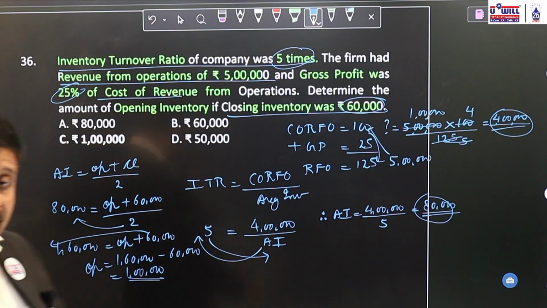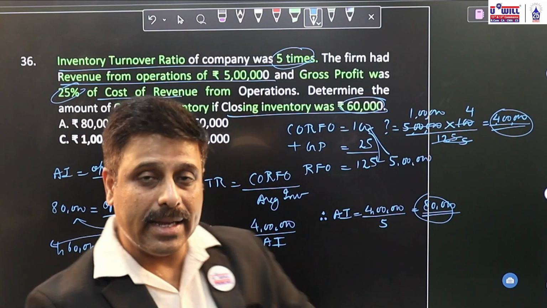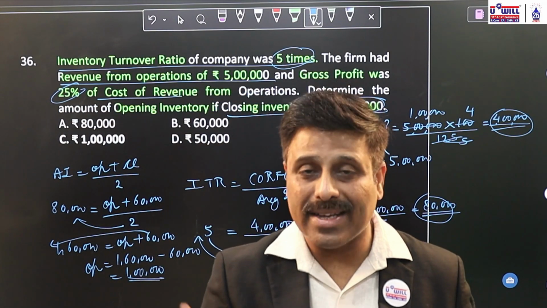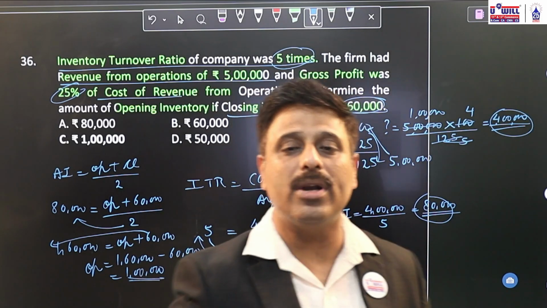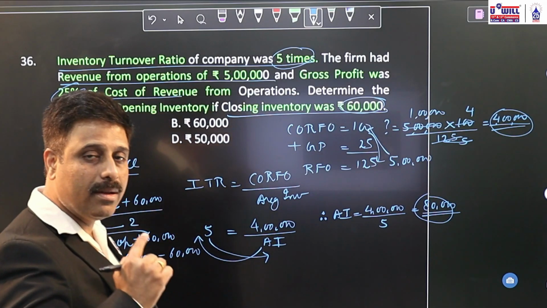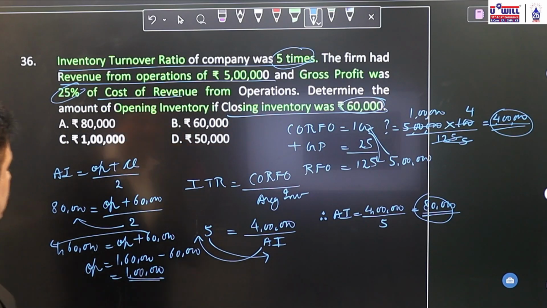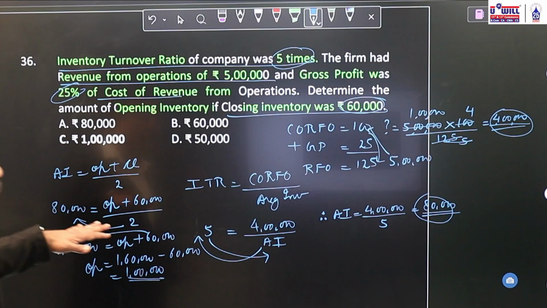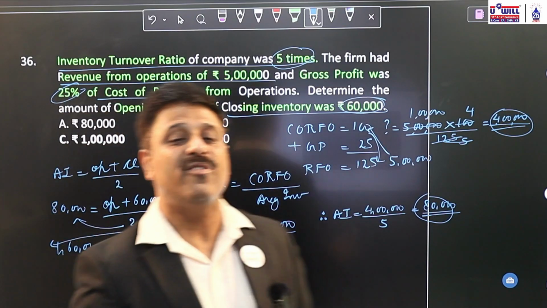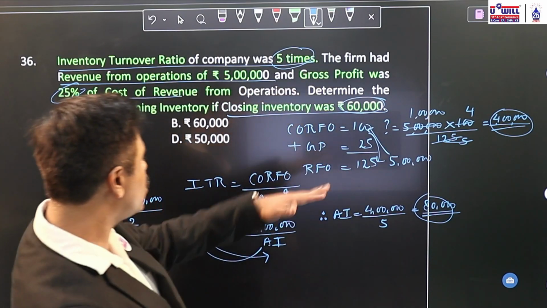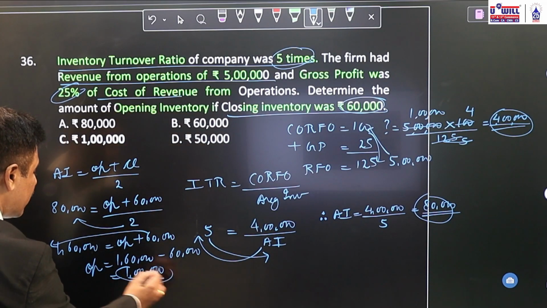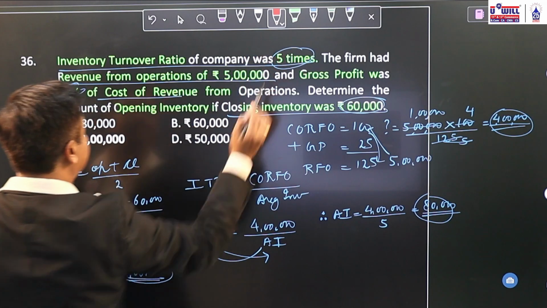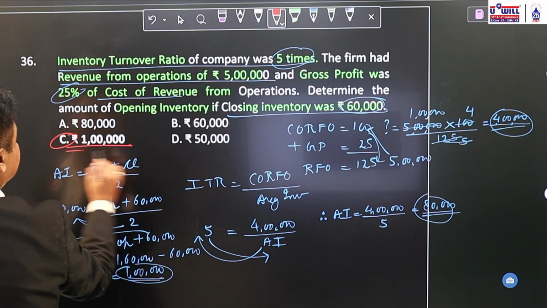Okay. When this live session is available again in the app as recording, you all can rewind and re-see the same part again and again if you don't understand. That benefit you'll always have in the recorded lectures. So go through this entire flow, but it is a pretty long question for 1 mark. So much to be solved just to score this 1 mark. However, what answer do you get for opening inventory? 1 lakh. Option C. Okay.